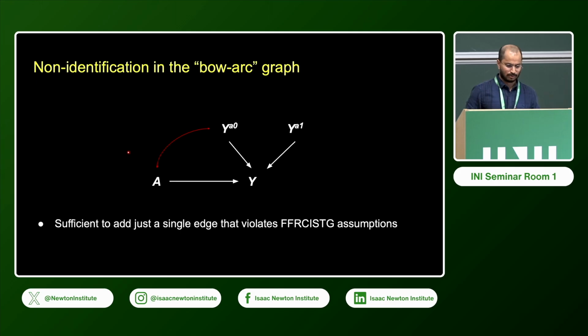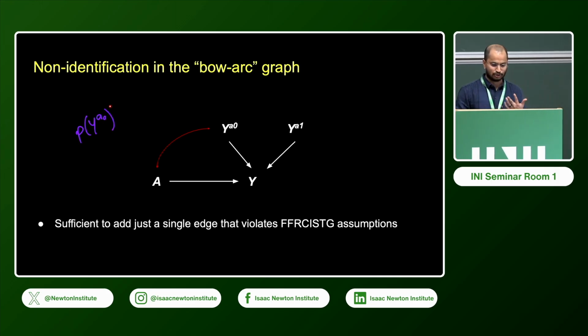Okay, so if I want to prove that this bow-arc graph is not identified, I need to do some work in order to show it. But this goes to the first task: besides the cross-world stuff, this is the first single world parameter we're going to show is not identified. So if all you have is this, it's kind of easy to show that P(Y^{a=0}) is not ID.